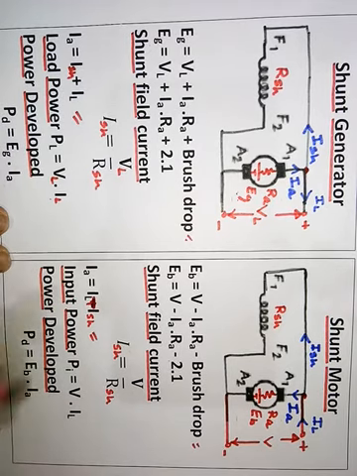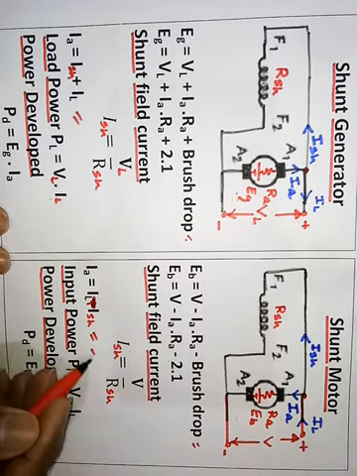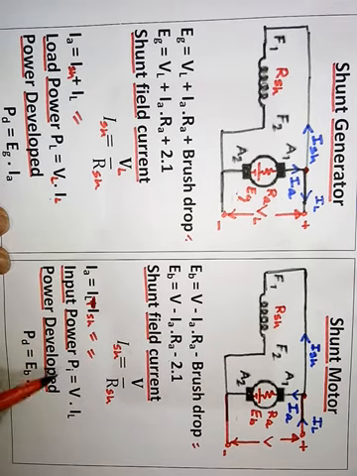Clear? So what is the value of IA? IA will be equal to IL minus ISH. Clear? Now this one. What is the input power? PI will be equal to V into IL. This is the IL.